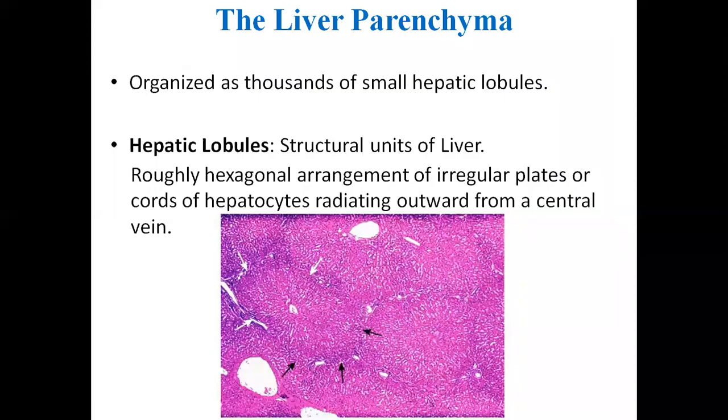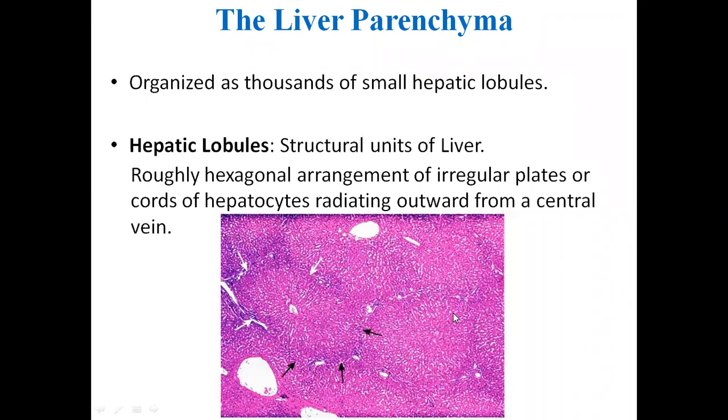And the other part of the liver is the liver parenchyma, which consists of the hepatocytes, blood vessels, and ducts. It is organized as thousands of small hepatic lobules. You can note here it consists of thousands of these small lobules, which are the structural unit of the liver. These are the hepatic lobules.